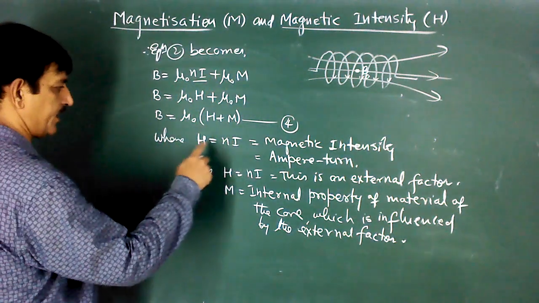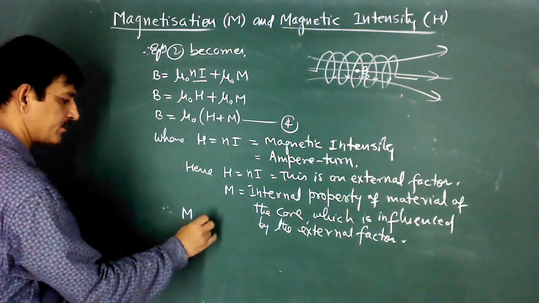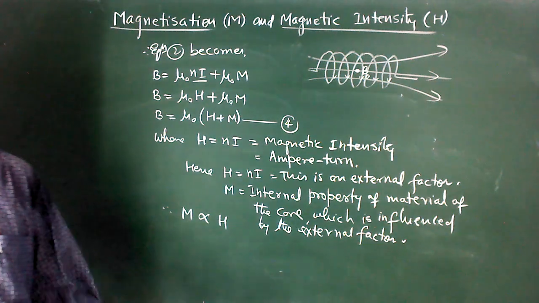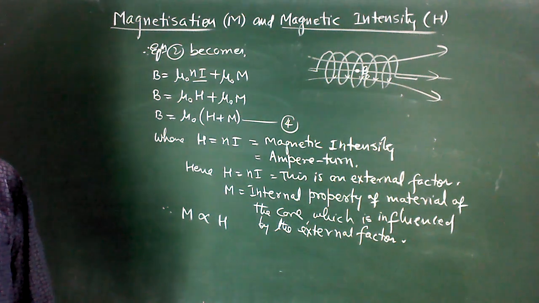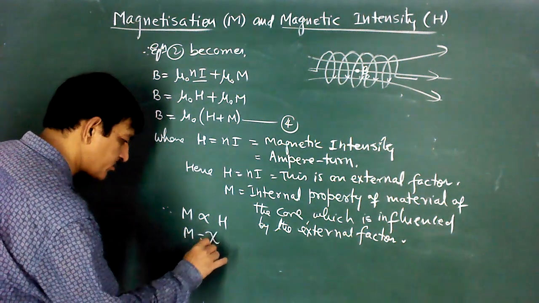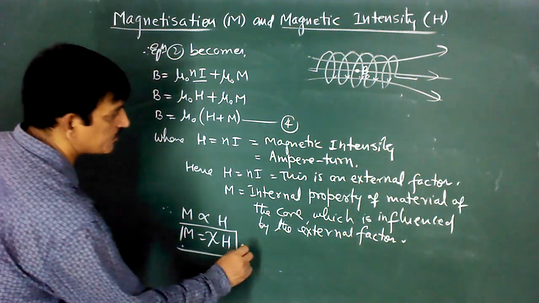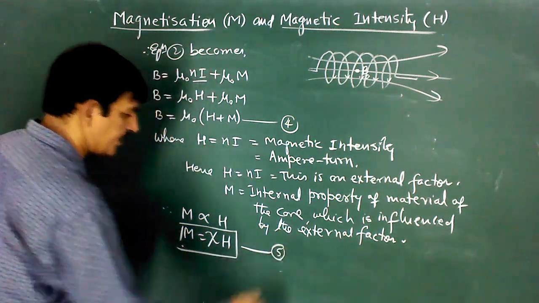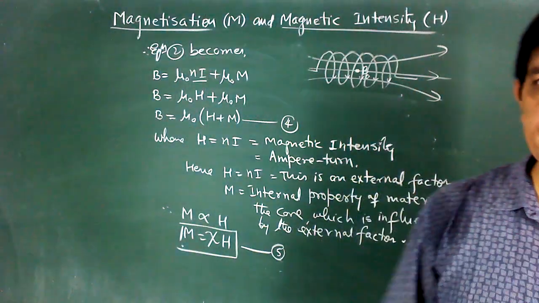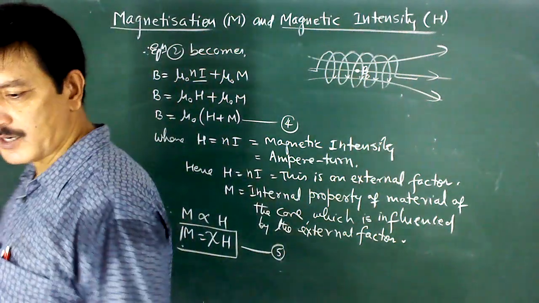So we can write that M depends on H. If M depends on H, we can write M is equal to a constant of proportionality xi into H. So this is equation number 5. Here again there is a new term, that is xi, and xi is called susceptibility of the material.